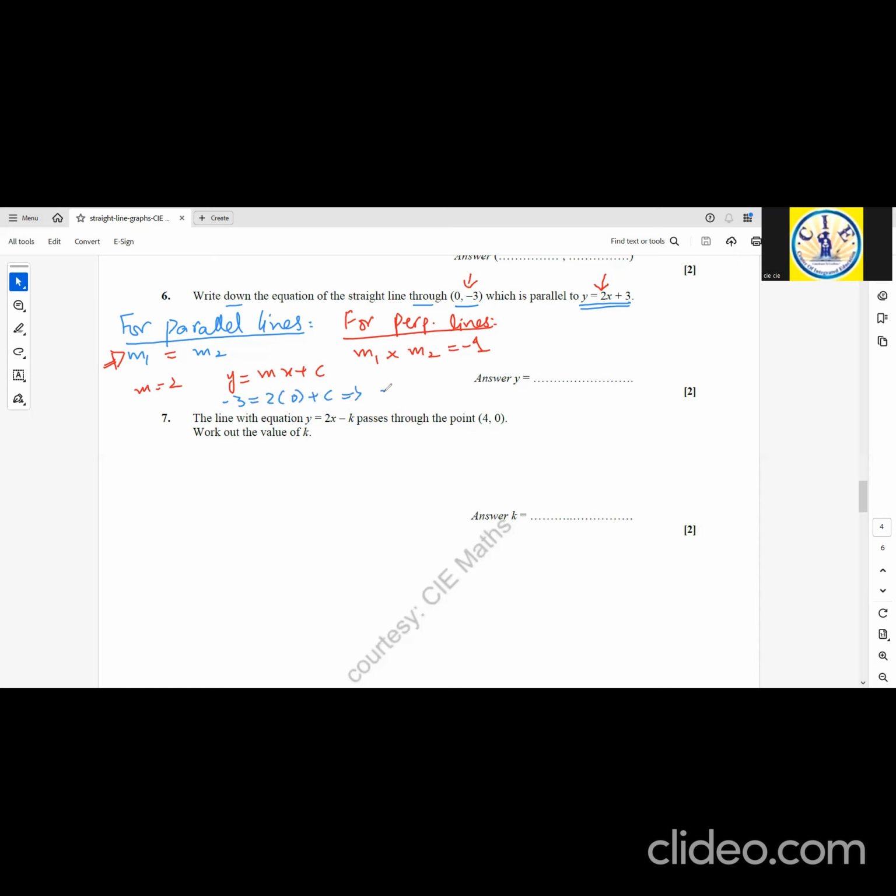So that means the value of c is -3. So y is equal to mx plus c. That would yield 2x plus -3. That is 2x minus 3. That is the required equation of the line. Now, this is question number 7.